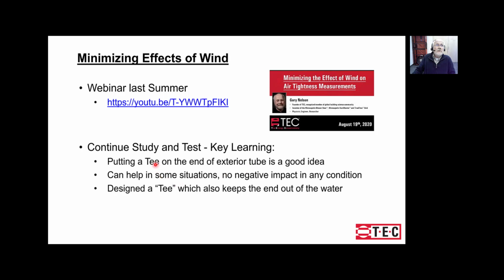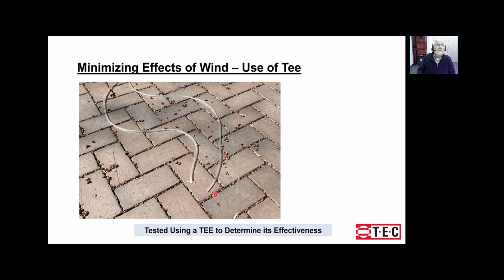And I've questioned that, so I did some measurements, and I found out that indeed that is a good idea. It sometimes helps reduce fluctuating pressures. Sometimes it doesn't, but it doesn't seem to ever do any harm. And I took that idea and thought, is there some way to combine that with a device that would at the same time keep the end of your tube from getting wet in a rain, or if there's some small puddles around. So I came up with an idea for that.